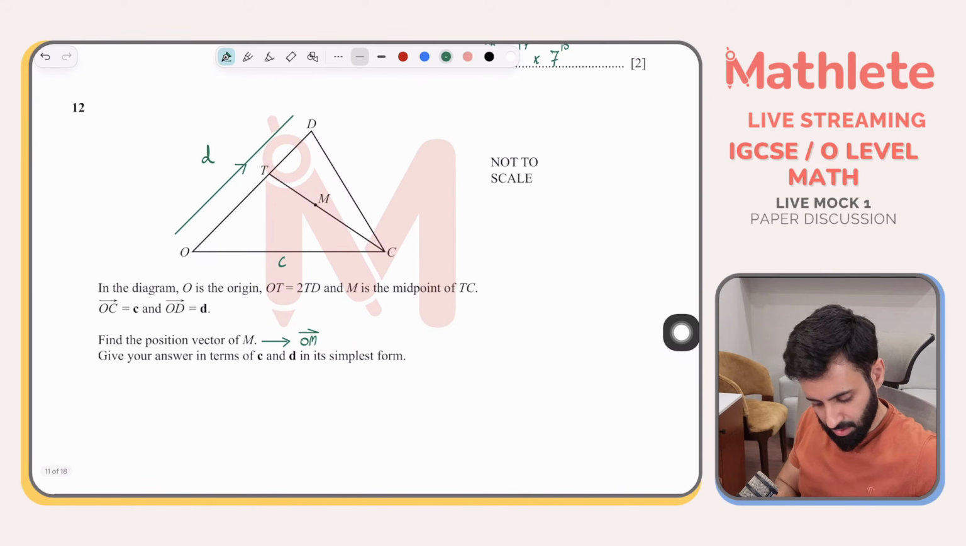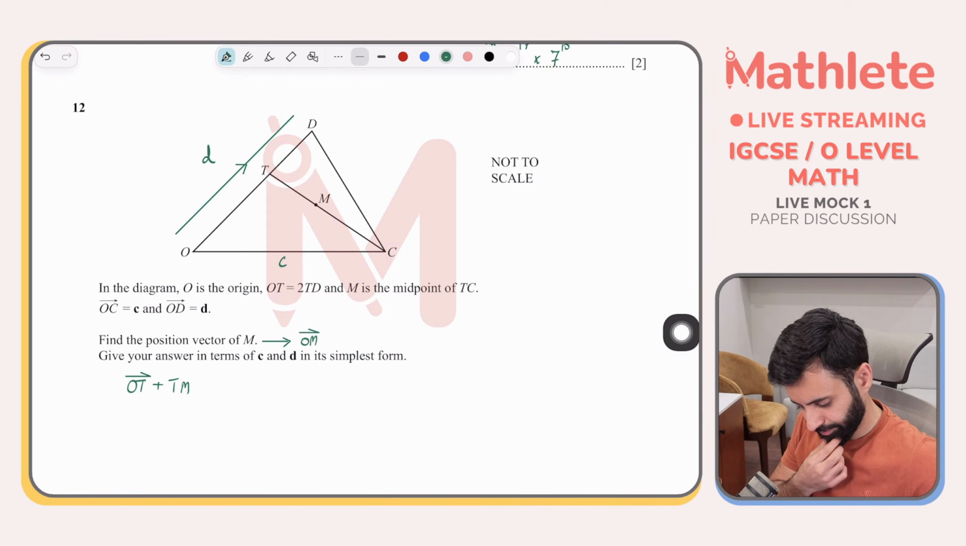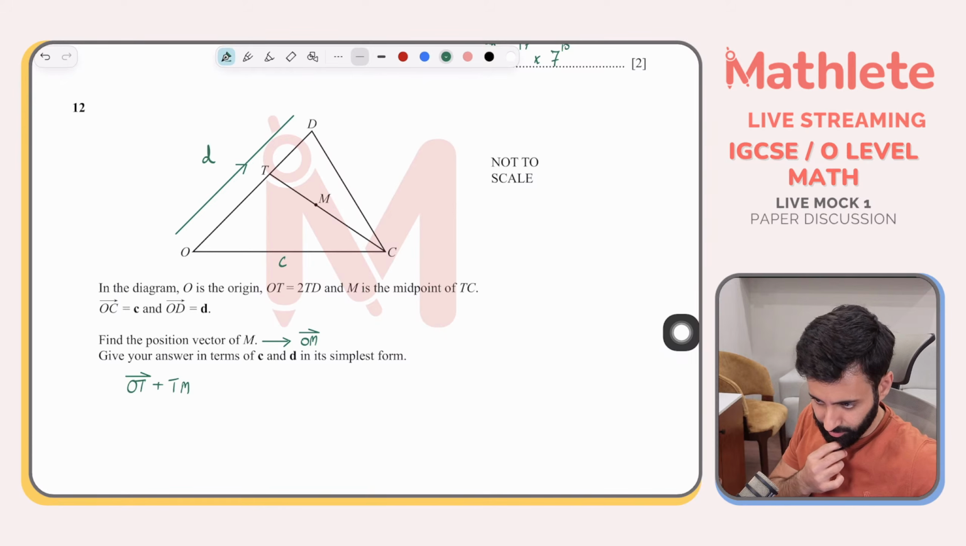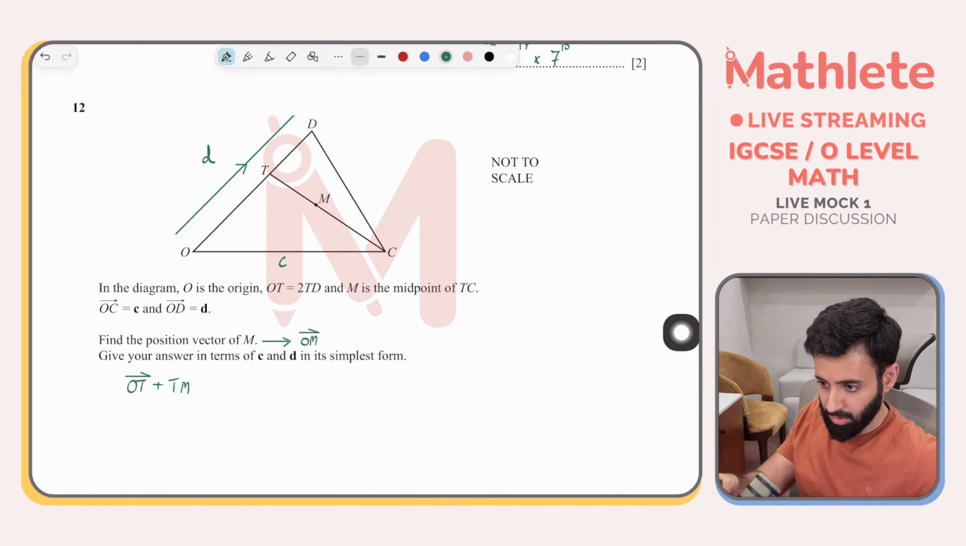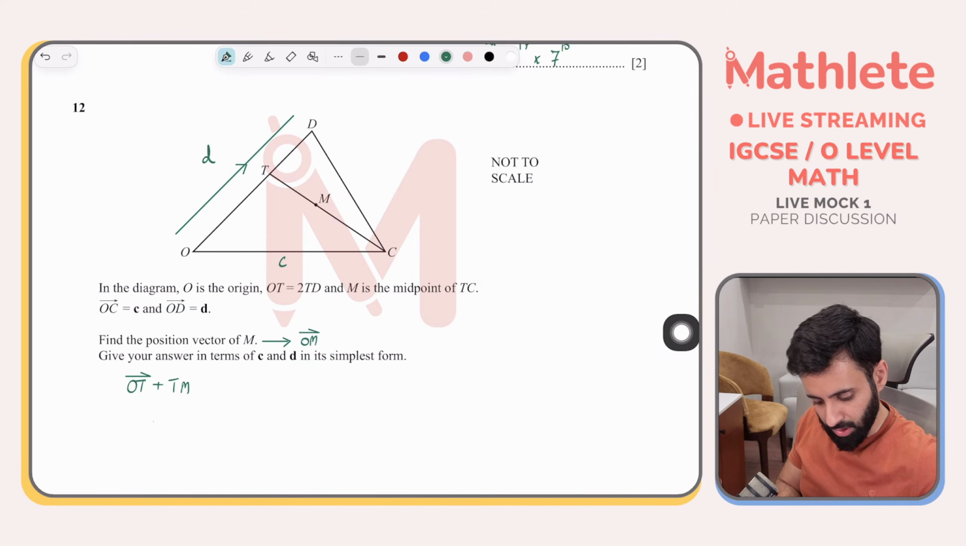So how many marks is this? 3 marks. So I'm thinking OT plus TM. What do you think? OT plus TM. Unless you have a better idea, okay, otherwise OT plus TM should do the job. Okay. So let's focus on finding OT. Now notice that we are given that OT equals 2 times TD.